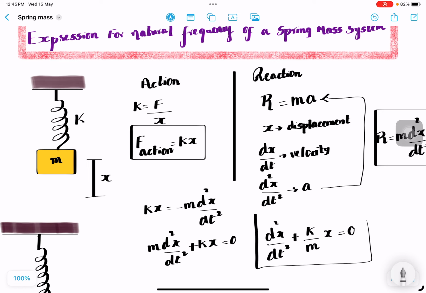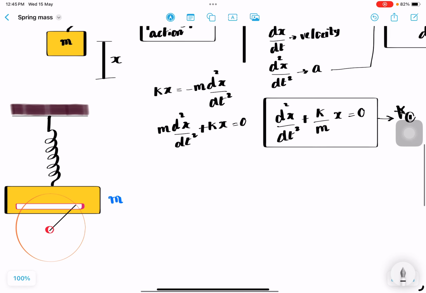Just dividing both the left-hand side and the right-hand side by m, I'm getting a governing differential equation. Okay. Now let us keep this as star equation number 1. I'm going to come up with one more equation.